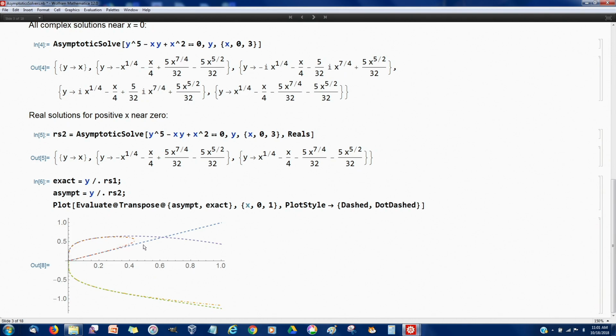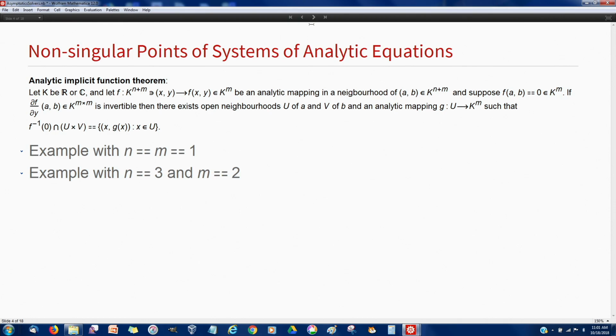Here one of the roots becomes complex. But near 0, there are three roots, and they're well approximated. So let me talk about which cases we can solve at this time. First, the nicest case, the regular case: non-singular points of systems of analytic equations. We'll use the analytic implicit function theorem. This theorem is true for x and y of arbitrary dimension.